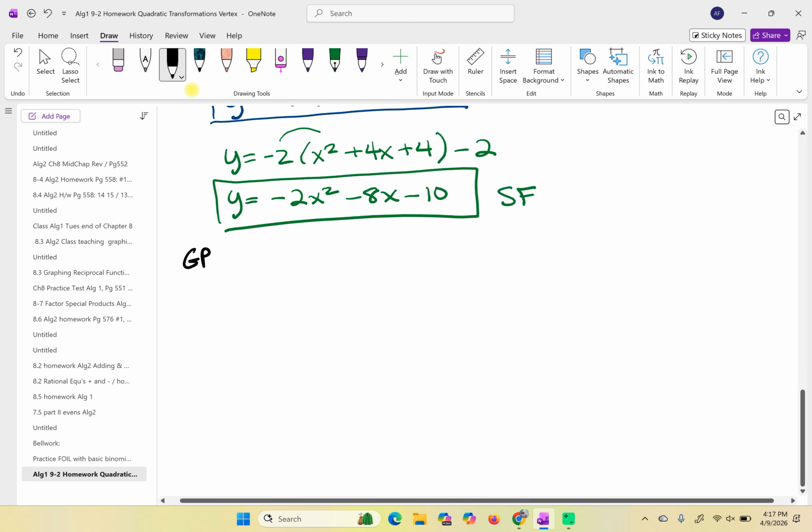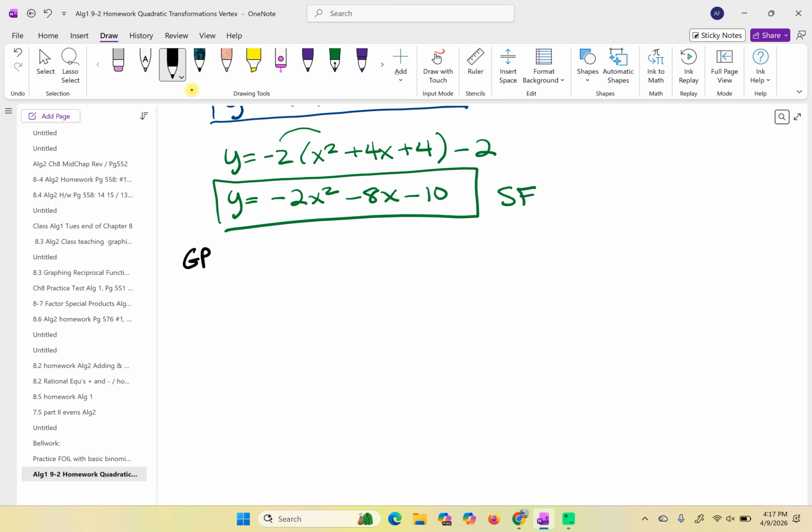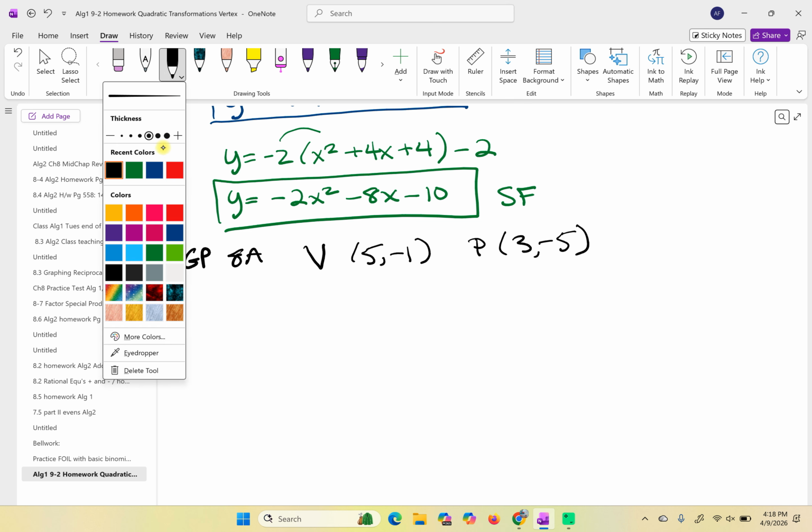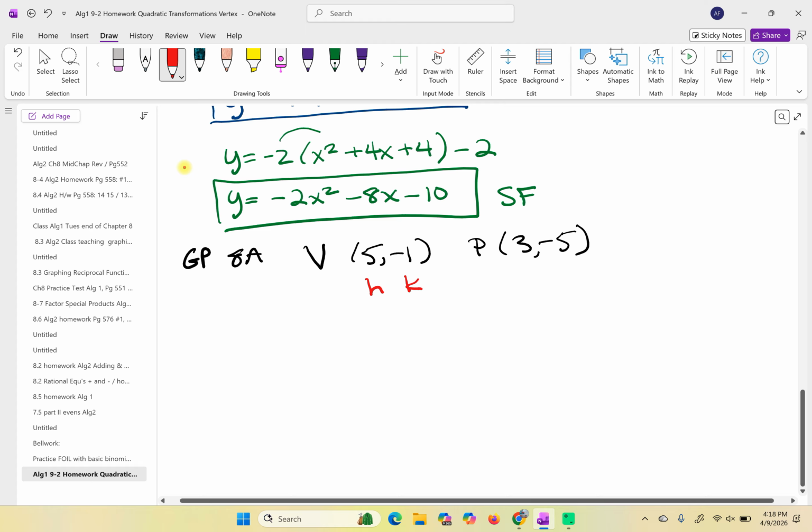Guided practice. Look above into the examples. So look for guided practice 8a. And we have a vertex of 5, -1. And we have a point on the graph of 3, -5. Label everything. Vertex is h and k. A point on the graph is x and y.